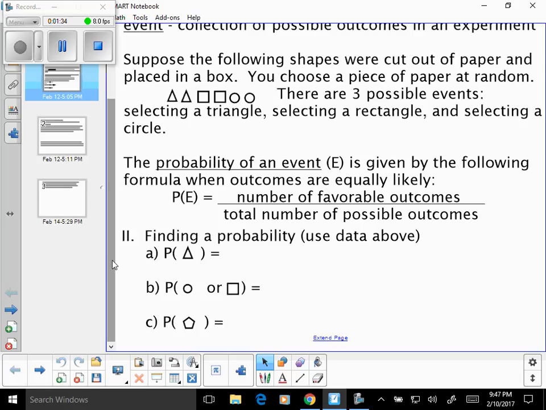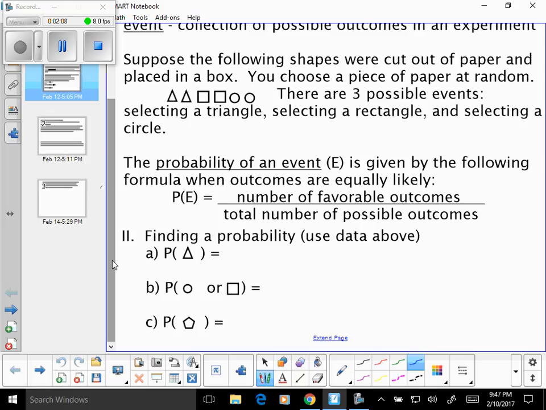The probability, that's the capital P, of the event, which we put in parentheses, is the number of favorable outcomes, what we want to get, out of, or over, the total number of possible outcomes. It's really a form of a ratio that we can express in a fraction form and then in a percent form as well.